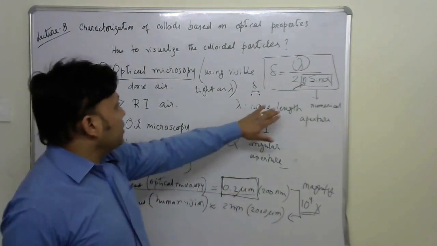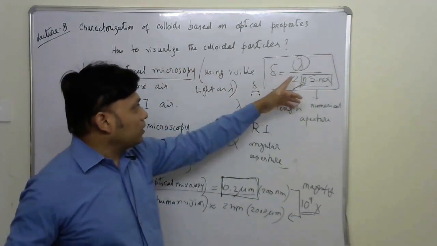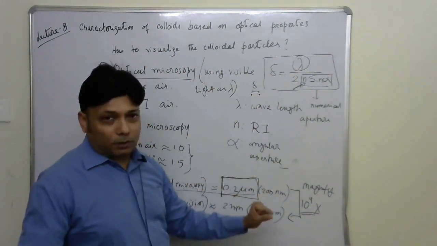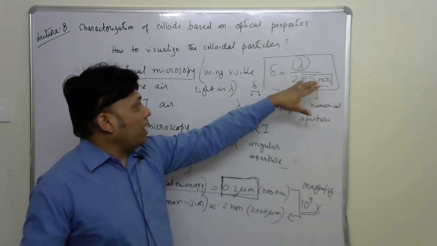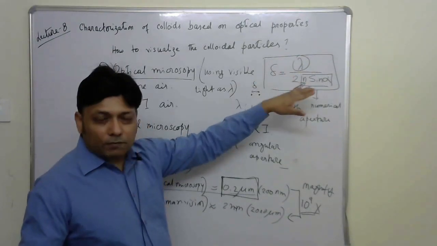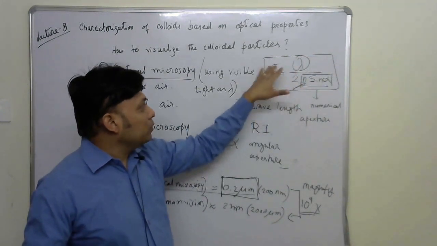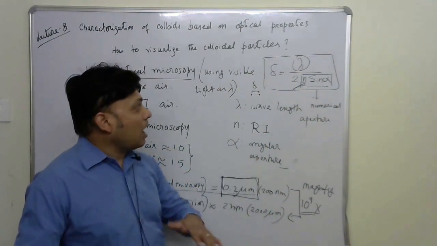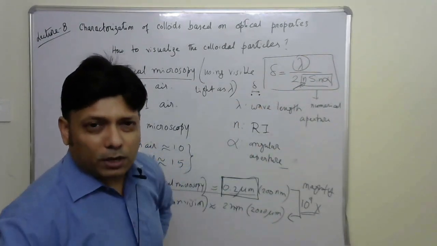So again, the answer is hidden, lying here. You see that using visible light, we cannot do anything beyond 400 to 700 nanometer of visible wavelength. So now we have to change the lambda. We have to take a wavelength smaller than the visible wavelength. Then it is possible we can reduce the delta further. So the question is how we can reduce the lambda. What kind of electromagnetic radiation can we think about?